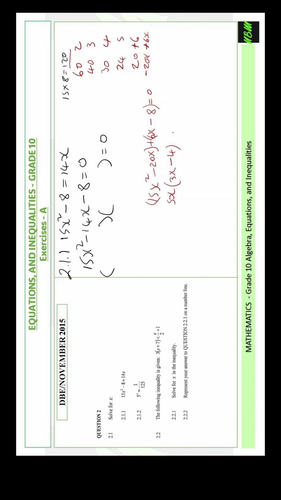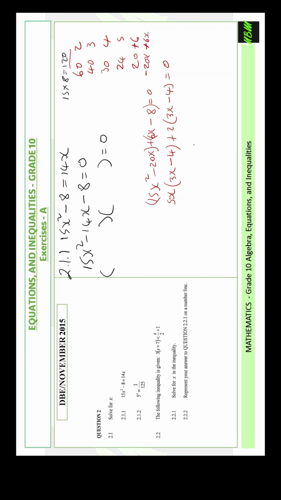Then in the second bracket, we also have what? A common factor of 2. Take 2 out as a common factor. Then we are left with 6x divided by 2, 3x; minus 8 divided by 2, negative 4, equals 0.